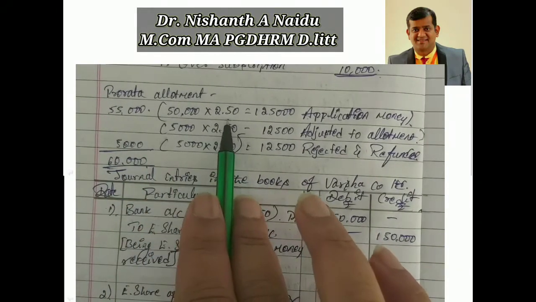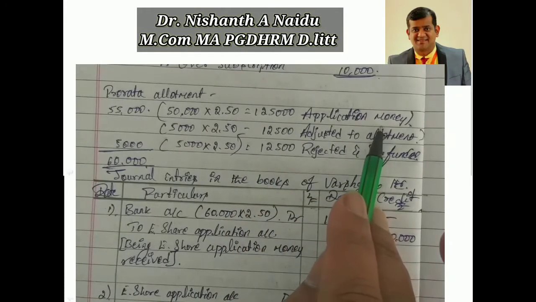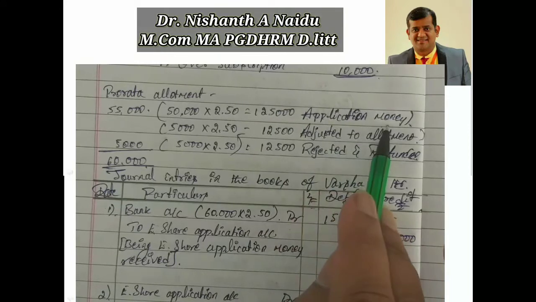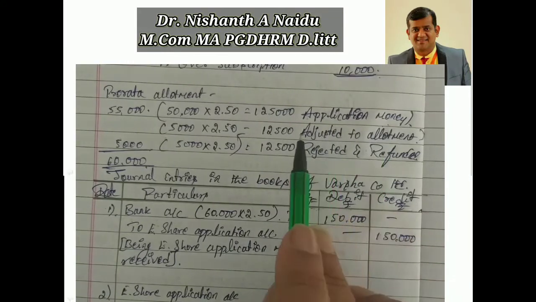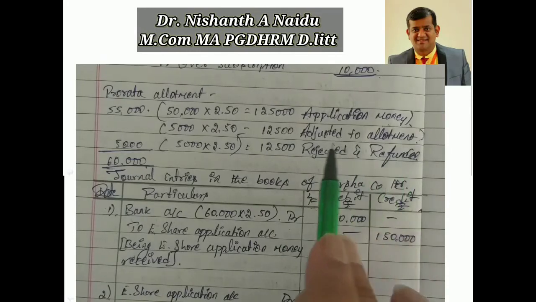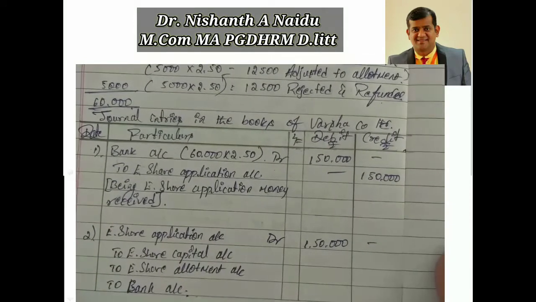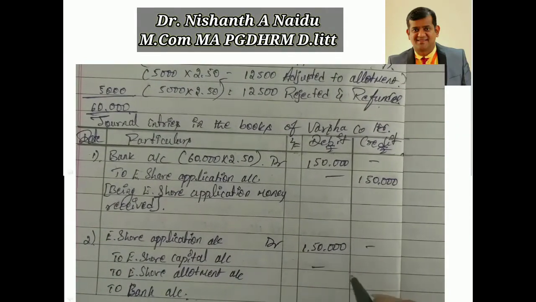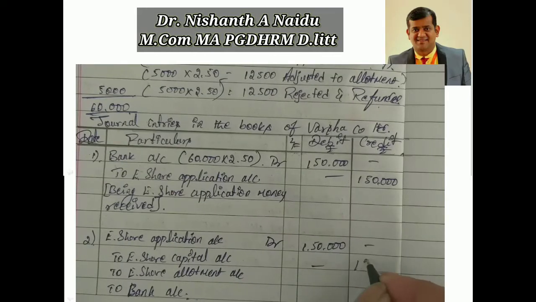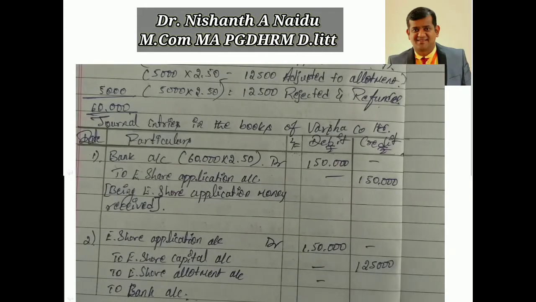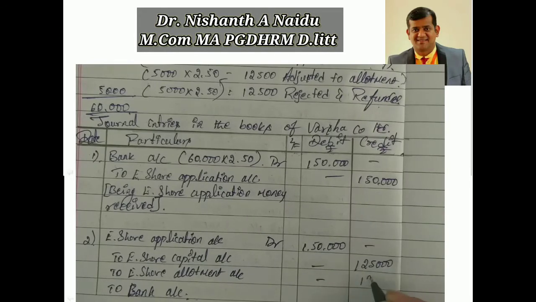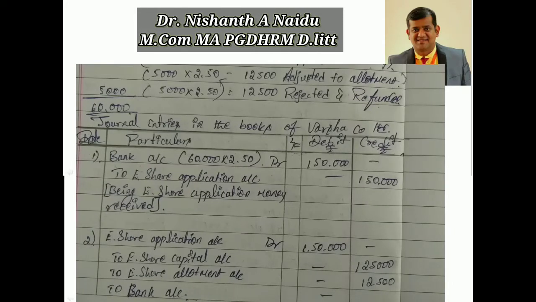Clear? So 50,000 into 2.50, 1,25,000 application money. Getting my point? Then 12,500 adjusted towards allotment, 12,500 rejected and refunded. The same we are transferring here. So out of this 1,50,000 rupees, how much for share capital have we calculated? 1,25,000 rupees. How much adjusted towards allotment? 12,500 rupees. How much rejected and refunded? 12,500 rupees. Okay.